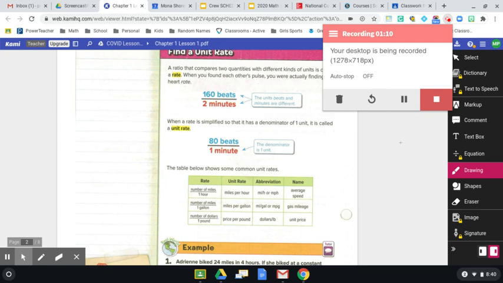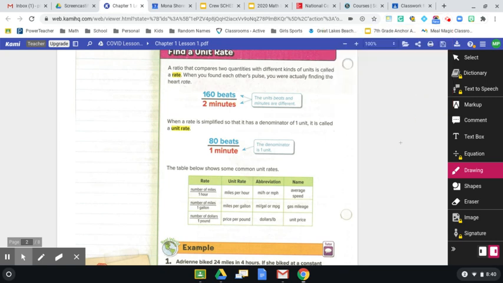Okay, so if you could go to page 10, and let's start taking a look at some different types of problems. Let's look at some examples and then try some together. On the top of page 10, it talks about finding a unit rate. And this is definitely something that you did last year in 6th grade.